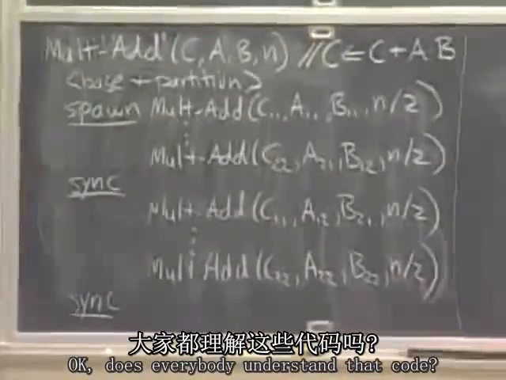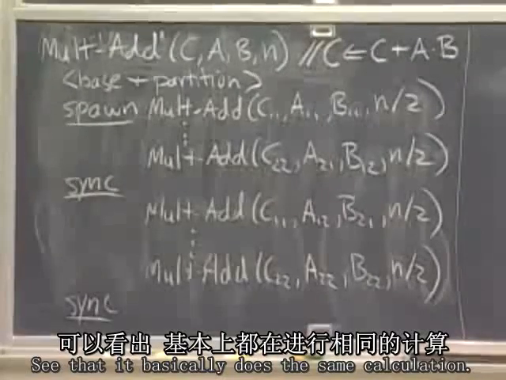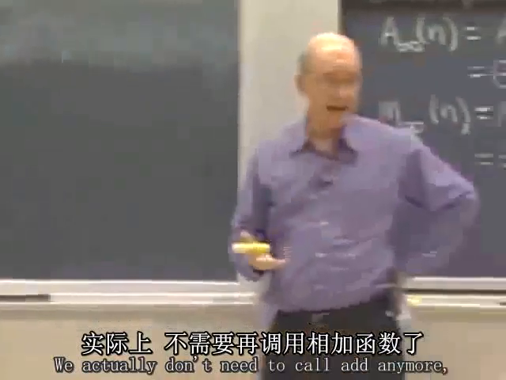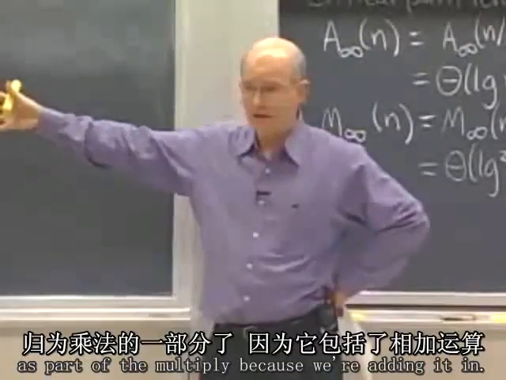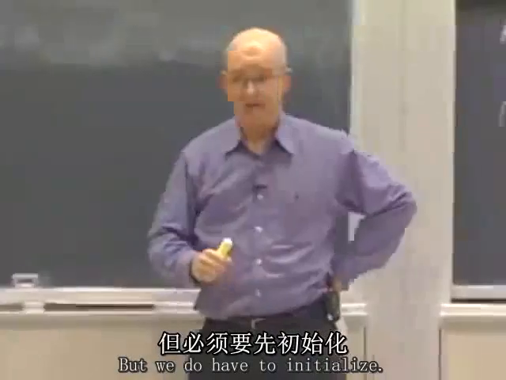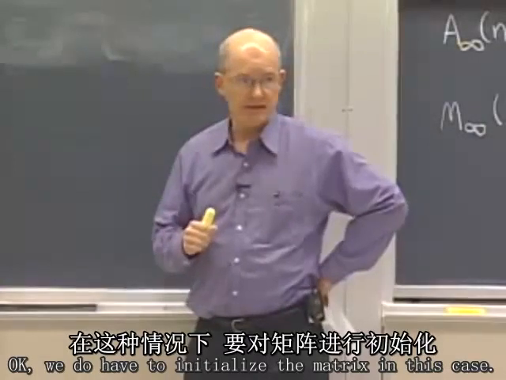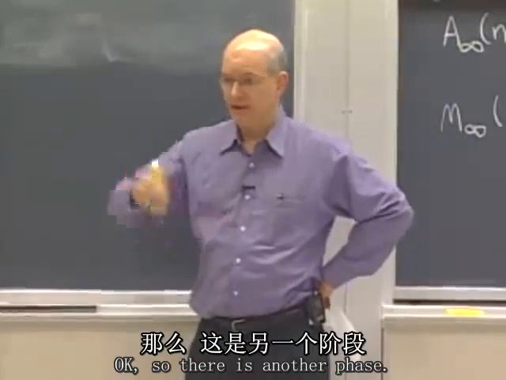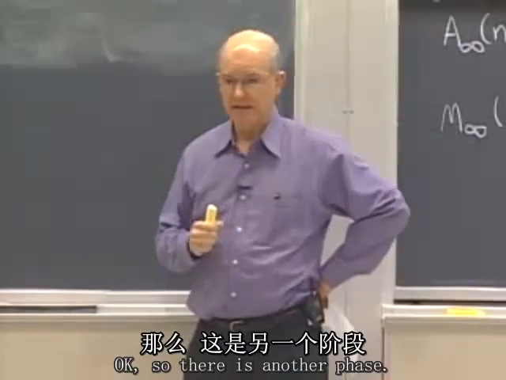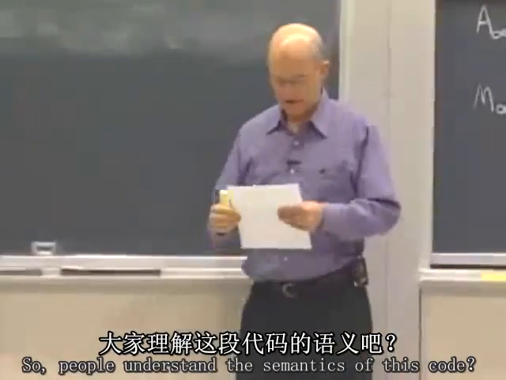Okay? Does everybody understand the code? See that it basically does the same calculation. We don't actually need to call add anymore because we're doing that as part of the multiply because we're adding in, but we do have to initialize. Okay, we do have to initialize the matrix in this case. So there is another phase. So people understand the semantics of this code. So let's analyze it.